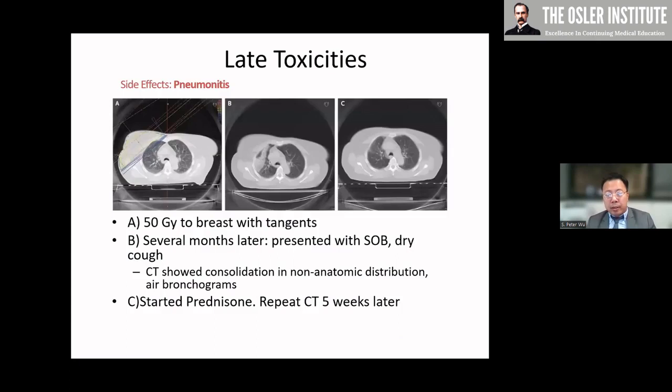Pneumonitis is an important side effect of radiation. It's managed with a very long taper of steroids, approximately 5 to 6 weeks, and do a repeat CT to make sure it's gone away. Start at approximately 60 mg and taper 10 milligrams per week: 60, 50, 40, 30, 10, and off.